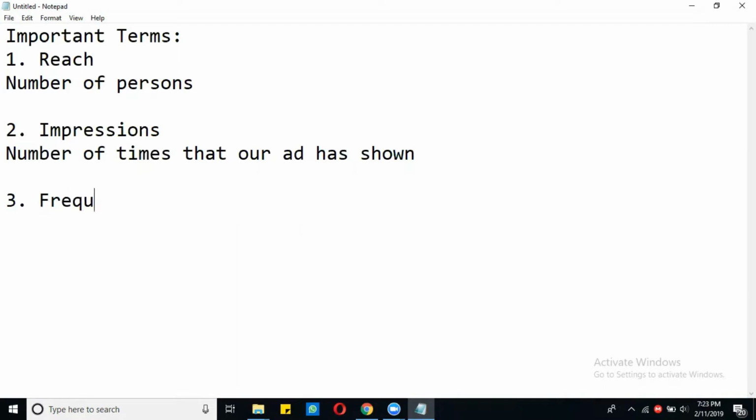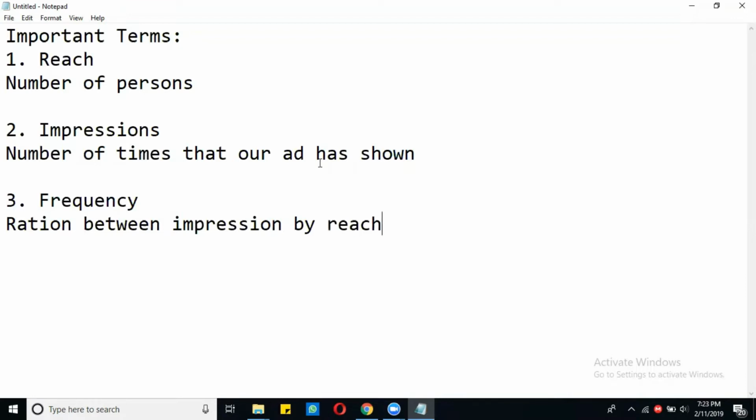So next is the frequency. You can say it's the ratio of impressions to reach. More specifically, you can calculate the frequency by dividing the number of impressions by the number of reach. This result will show how often our ad is shown to one person. For example, if our frequency is 2, then on average our ad has been shown two times to a single person.